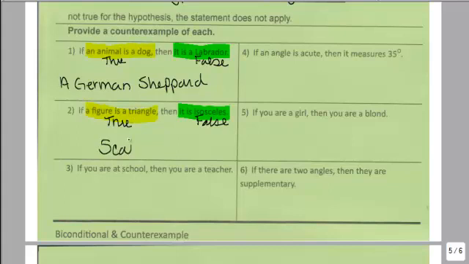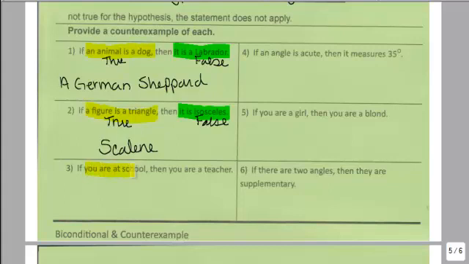I know we haven't actually gone over that yet, but that's why this is an example. Scalene is a triangle where all three sides are different lengths. Isosceles is two of the same sides, and equilateral, three of the same sides. Scalene is none of the same sides.